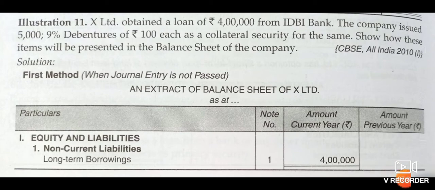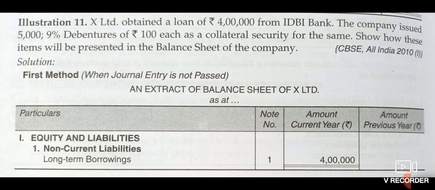Okay, let's study this example now. X Limited obtained a loan of rupees 4 lakhs from IDBI Bank. The company issued 5,000 9% debentures of rupees 100 each as a collateral security for the same.